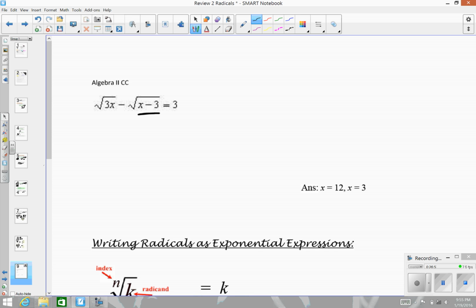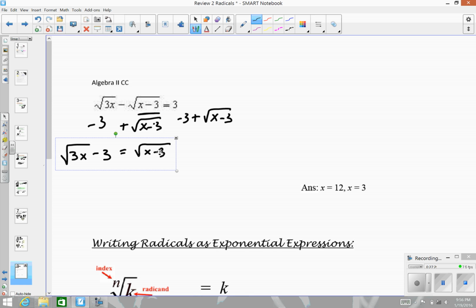Because I like to work with positives, I'm going to add this to both sides, essentially moving it over to the right. And the 3 that's already there, I'm going to subtract. So I'm going to end up with this. And on this side, x minus 3. All right, now I'm going to square both sides.